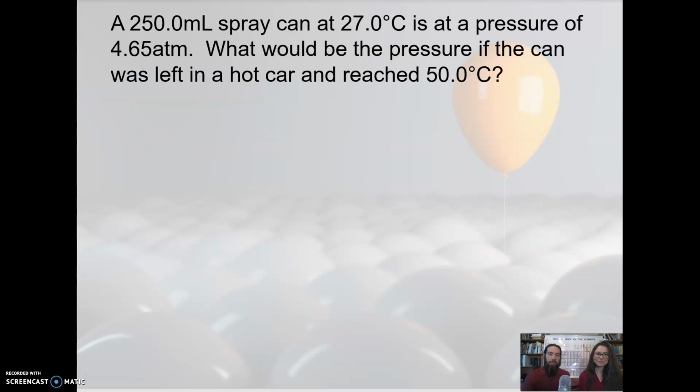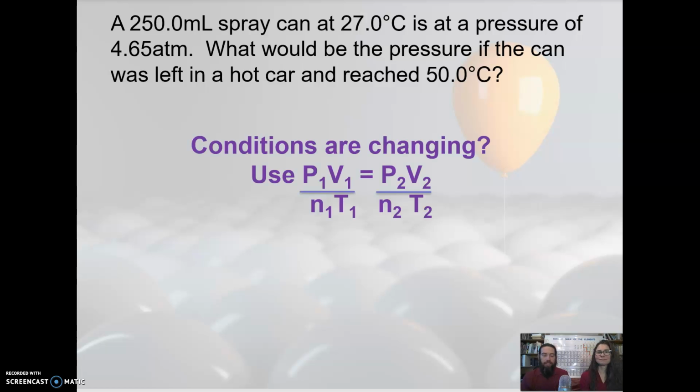So here's another example. I've got a volume in milliliters and a temperature in Celsius. I've got a pressure in atmospheres. And it said, what would be the pressure? So I have a pressure, and they want to know what a different pressure is going to be. So that's two sets of conditions. The can was left in a hot car, and it warmed up. So I've got two temperatures. I've got one pressure. We want a second pressure.